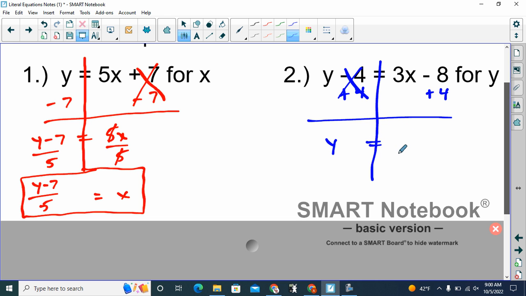Y equals 3x, negative 8 plus 4. I can combine those. Negative 8 plus 4 is negative 4. And I've already got y by itself. Y equals 3x minus 4. That's it.